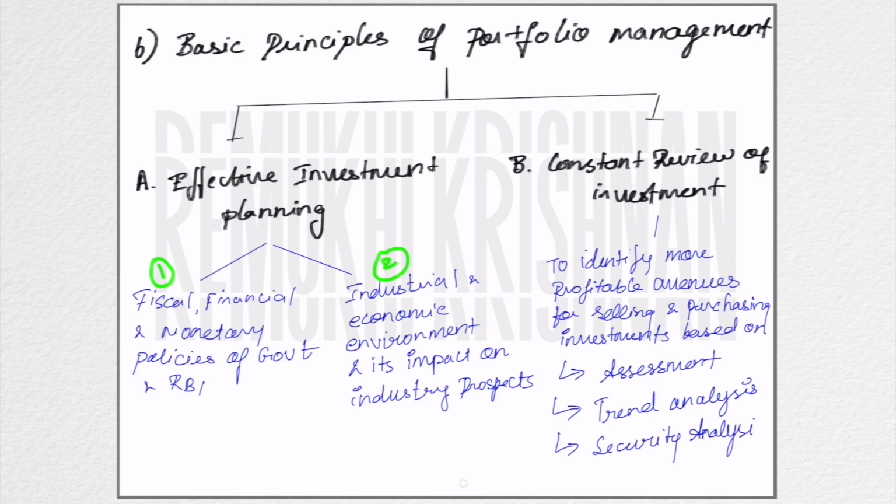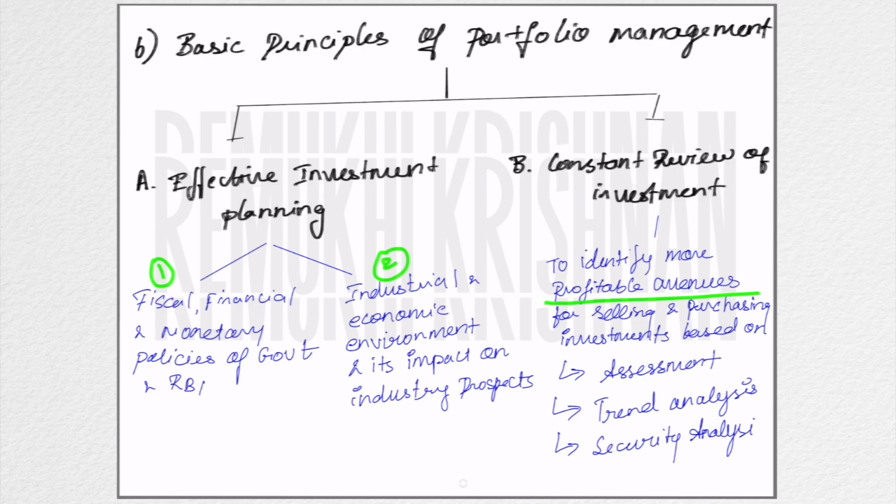Then after effective investment planning, we should also do a constant review of our investment. This needs to be done on a continuous basis. Why are we doing this? We are doing this to identify more profitable avenues for selling and purchasing investments. Whether to sell a particular stock at this point of time, or purchase a particular stock at this time, so that it will yield me some returns.